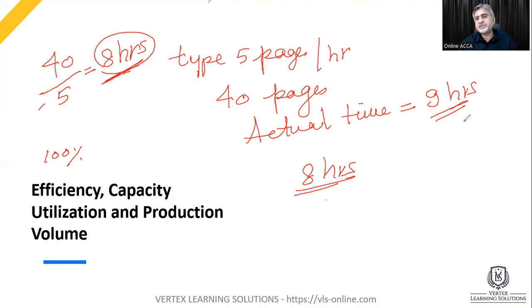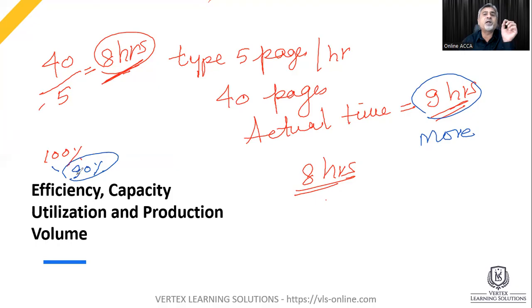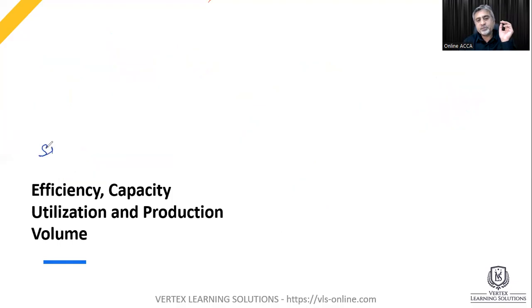However, what we see is that you actually took 9 hours. When you take more time, it means you are probably working slow. So if you are slow, your efficiency ratio should be less than 100%. Maybe it is 90% only. So I say, you know what? You are not giving me 100%. You are only giving 90%. Your productivity is 90%. Your efficiency is 90%. So efficiency talks about the speed with which we deliver the work.